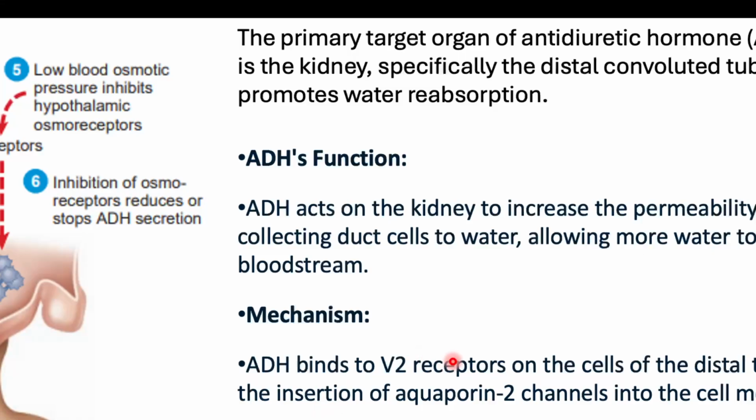ADH binds to V2 receptors in the cells of the distal tubule and collecting ducts, triggering the insertion of aquaporin 2 channels into the cell membranes. Aquaporins are water channels that facilitate movement of water across cell membranes. Increased water reabsorption: by increasing the number of aquaporins, ADH allows more water to be reabsorbed from the urine back into the bloodstream, leading to a reduction in urine volume and more concentrated urine. At high concentration, ADH can also act on blood vessels to increase peripheral vascular resistance, thereby increasing blood pressure.